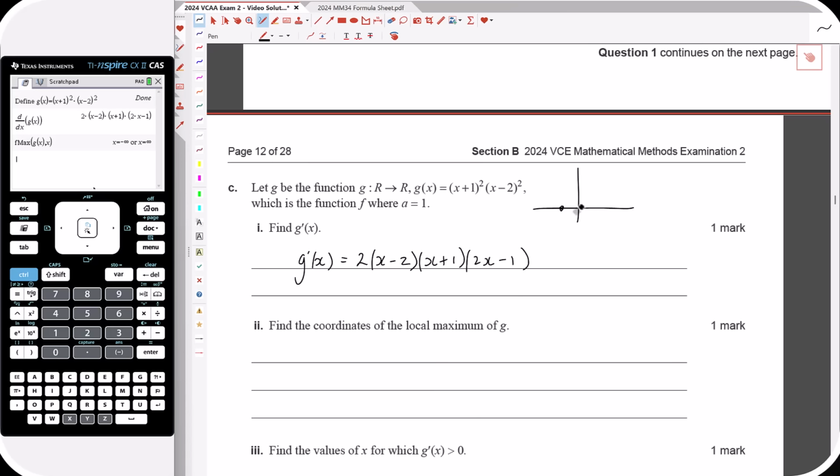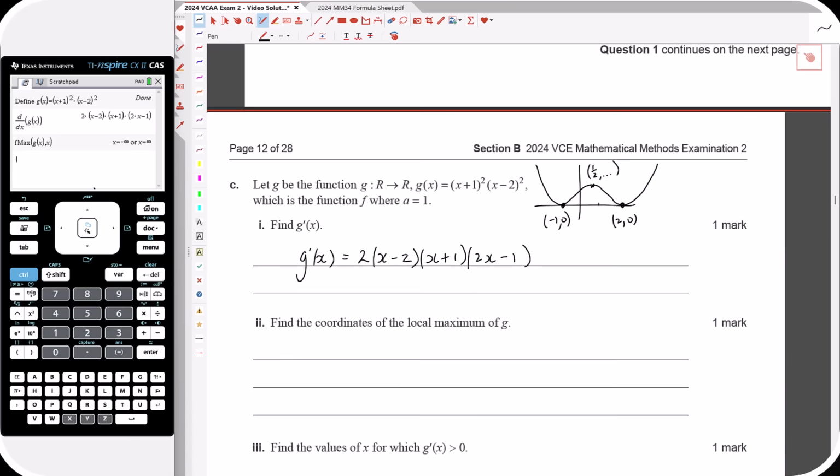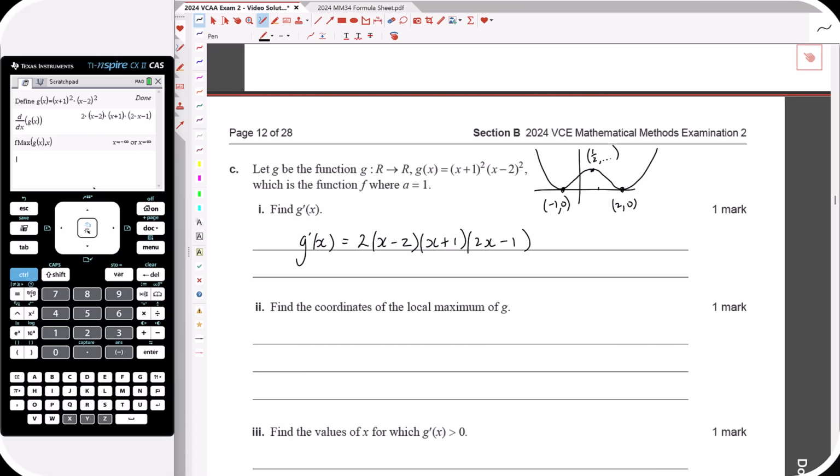So this has turning points and x-intercepts at -1 and +2. We can see from the g dash x that there are turning points at -1 and +2, but also at +½ and we know that it's a positive quartic. It's going to be a nice symmetric one. So this is going to be half somewhere. This is 2, 0, and this is -1, 0. Okay, so we can actually see from thinking through our graph that the local maximum is when x equals 1/2.